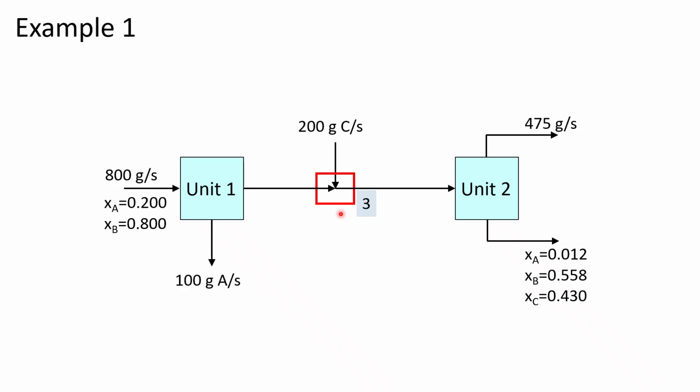The third control volume is shown here. This control volume is around the mixing point. This mixing point has one input stream, which is one of the products from unit 1. The stream we're going to mix with that product from unit 1, and then the mixture that's fed to unit 2.